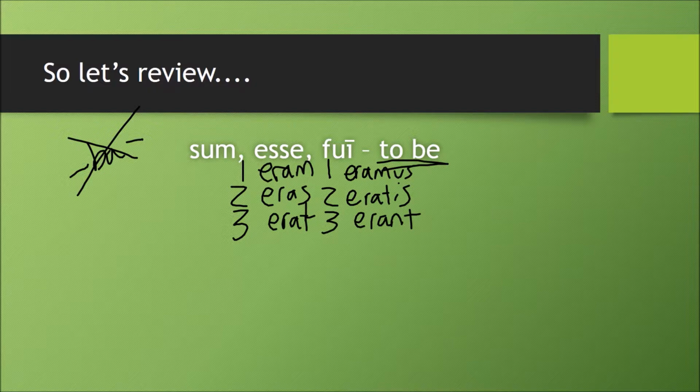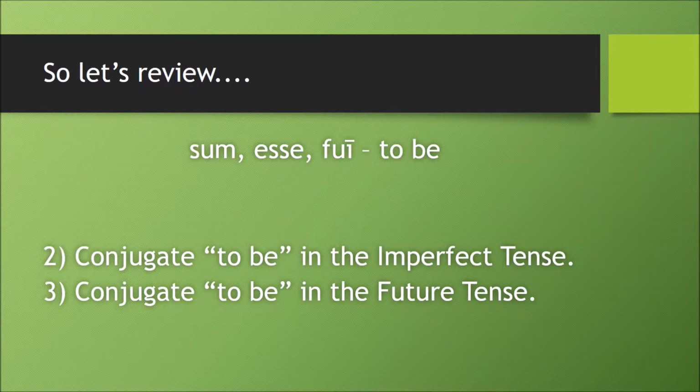Agapai, if you are left with the forms eram, eras, erat, eramus, eratis, erant, these are the imperfect tense forms of sum, esse. One final question for you. Can you also conjugate sum, esse in all of its people and numbers, first, second, third, singular, and plural, but this time in the future tense?